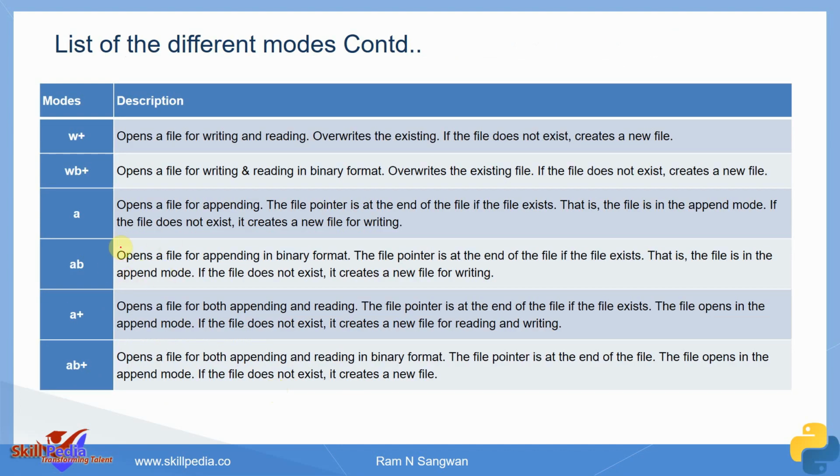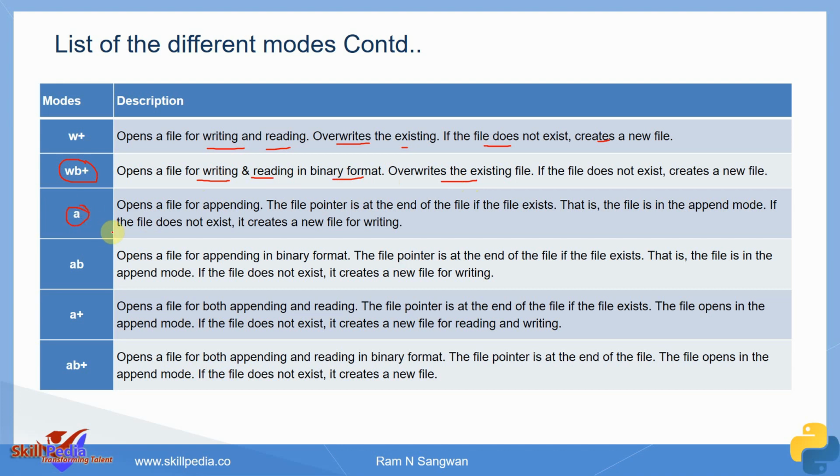w+, open the file for writing and reading. Overwrite the existing file. If the file does not exist, create it. wb+ means write in binary mode plus read also. Writing and reading in binary format. Overwrite the existing file, create the new file if it does not exist.